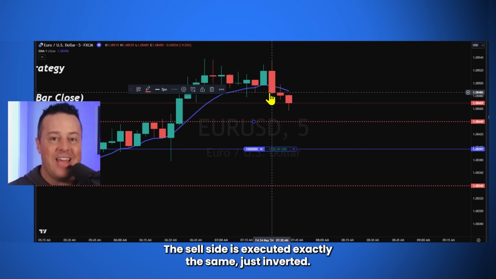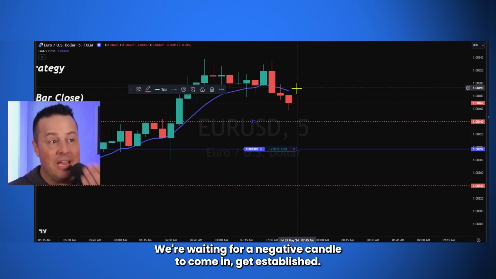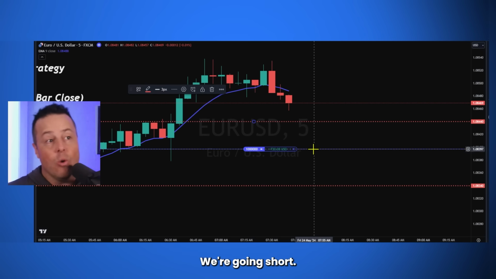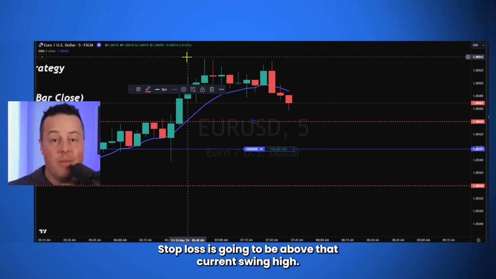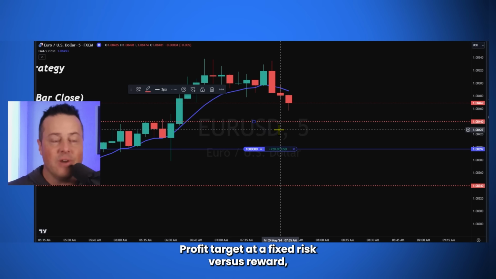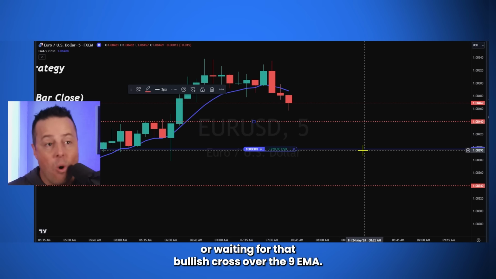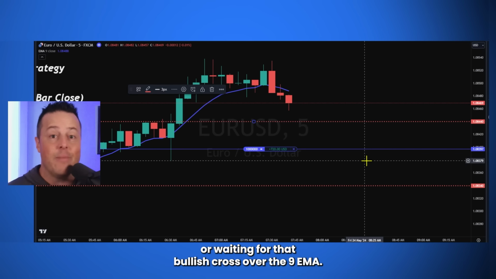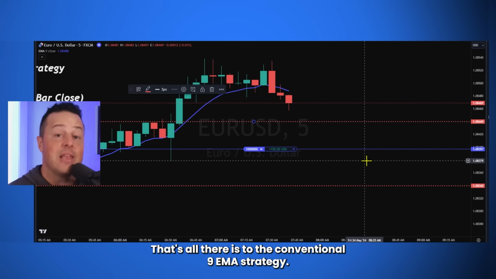The sell side is executed exactly the same, just inverted. We're waiting for a negative candle to come in, get established. We're going short. Stop loss is going to be above that current swing high. Profit target at a fixed risk versus reward, or waiting for that bullish crossover the 9 EMA. That's all there is to the conventional 9 EMA strategy.